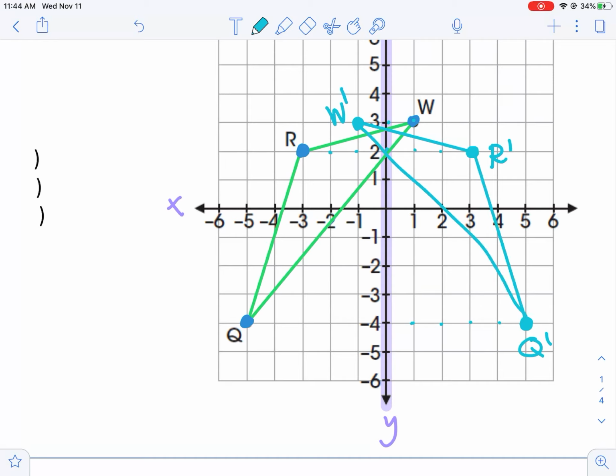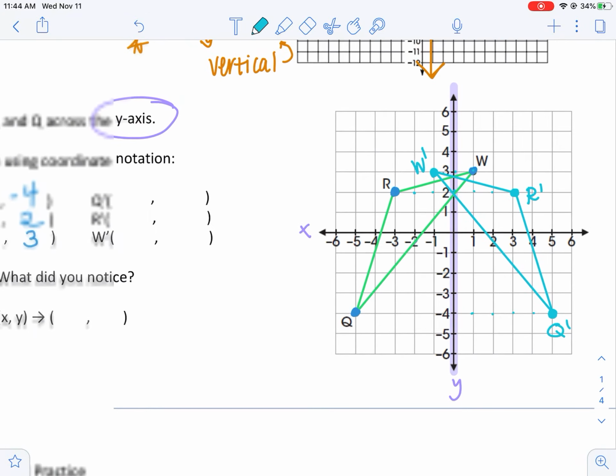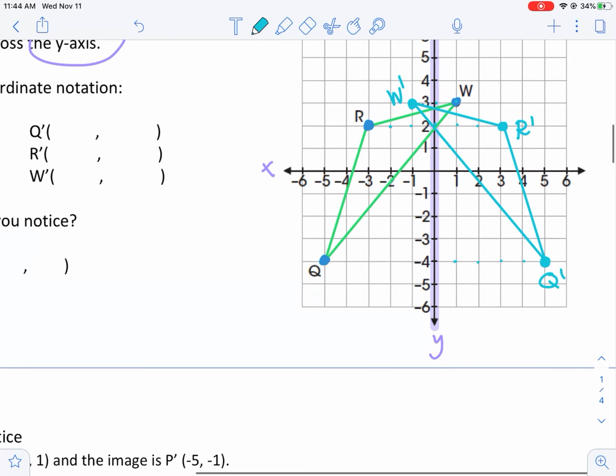We'll draw our new triangle, beautifully reflected over the y-axis. Let's fill in those new prime x and y values. So now Q prime is at positive 5, negative 4. R prime is at positive 3, 2. And W prime is at negative 1, 3.